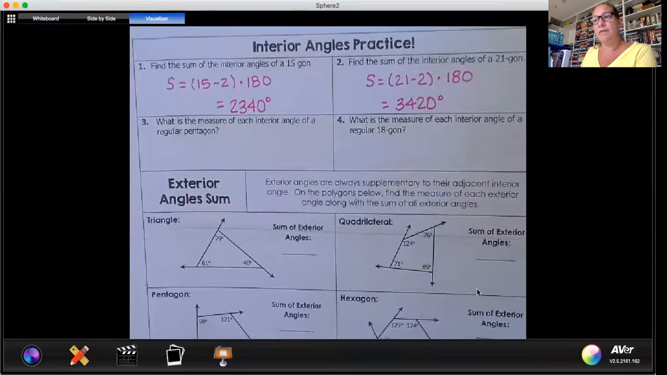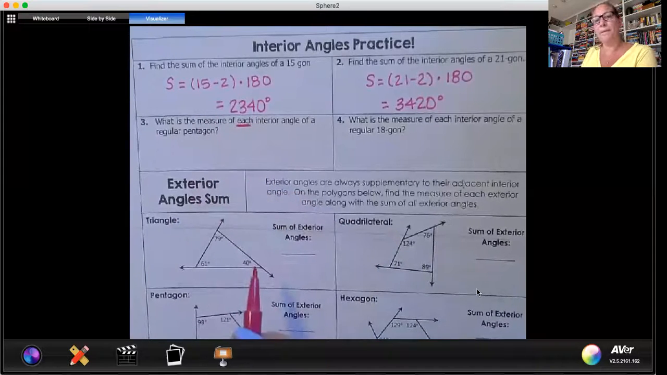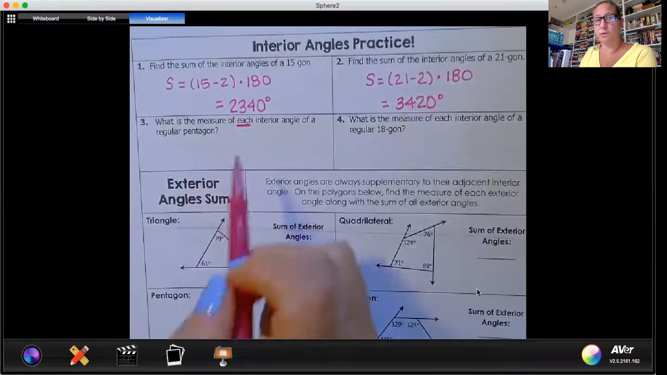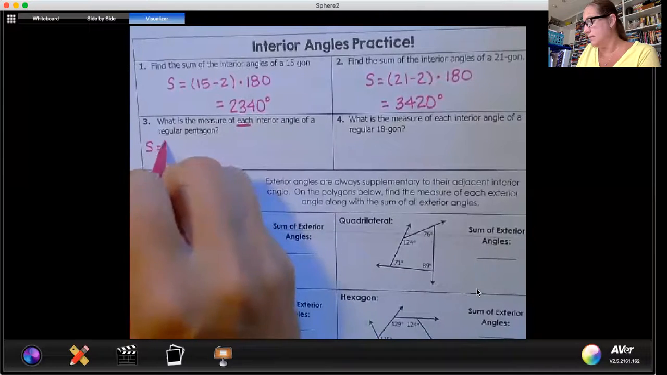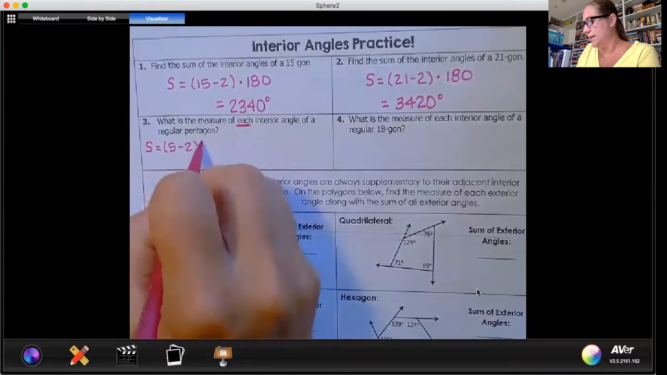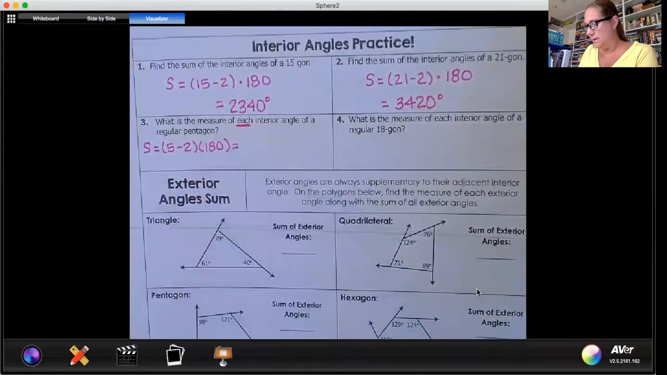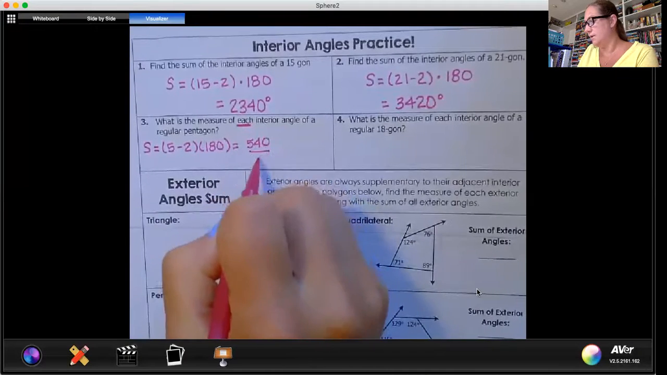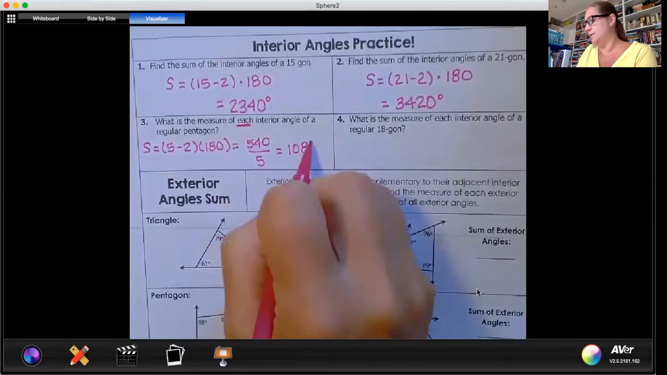What is the measure of each interior angle of a regular pentagon? So again, you have to know the name of the figure as well as how many sides it has so that you can do a problem like this without that chart. So we start by saying S equals 5 minus 2 times 180. So 3 times 180 is 540. And then to find each interior angle, we divide by the number of sides, which is 108 degrees for each interior angle.